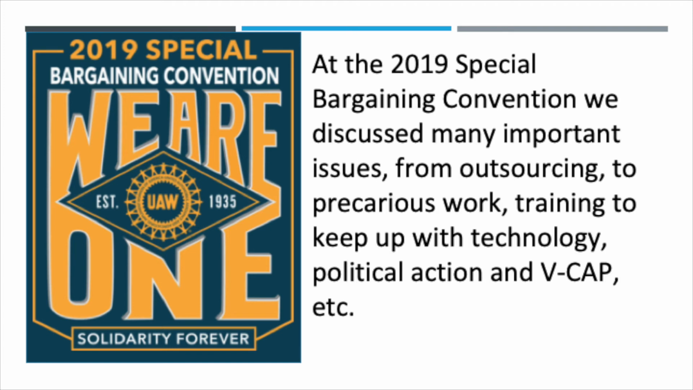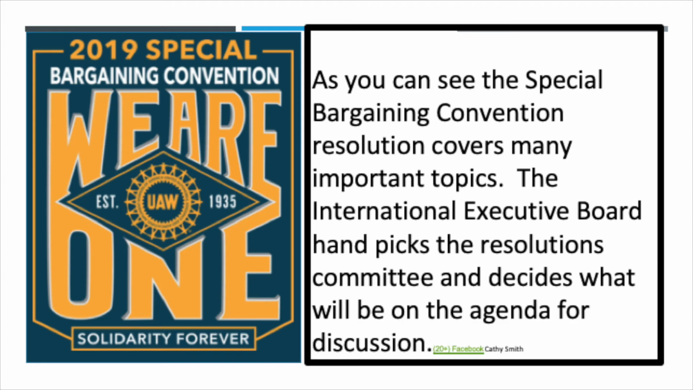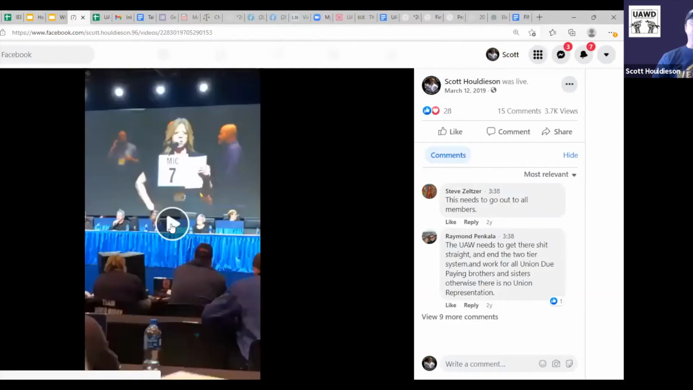So at the 2019 Special Bargaining Convention, we discussed a lot of important topics. We talked about outsourcing, precarious work, training to keep up with technology, political action, and VCAP. But as you can see, the Special Bargaining Convention resolution covers a lot of important topics. The International Executive Board, again, handpicks the resolutions committee that decides what will be on the agenda for discussion. So let me play a little video for you again of Delegate Kathy Smith speaking at the bargaining convention.